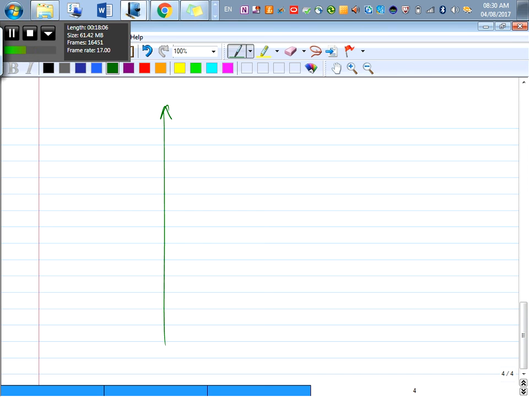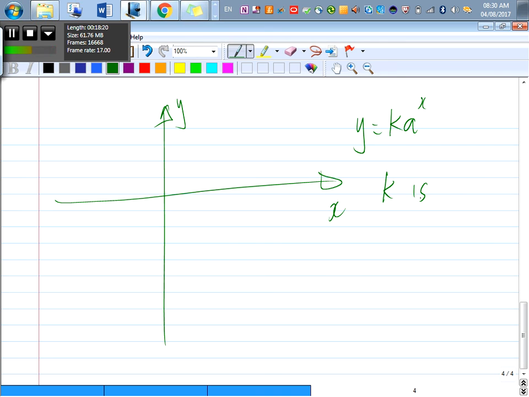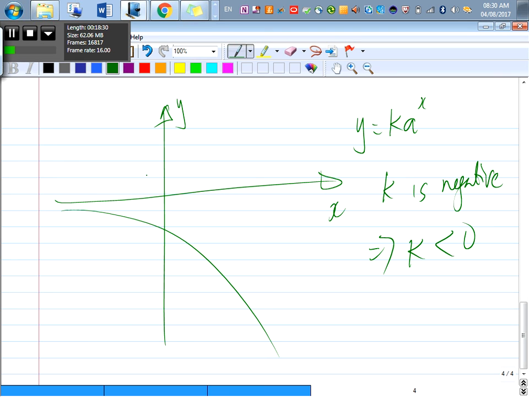the graph on the right hand side is your y and x. So y equals k a to the power of x, but now k is negative, meaning k is smaller than 0. Our graph looks like this. It slopes downwards, doesn't touch your x-axis, and it cuts through this point.